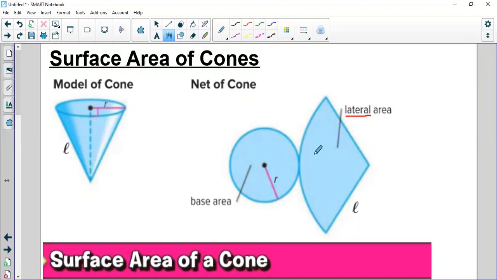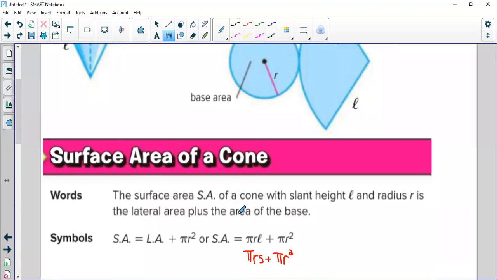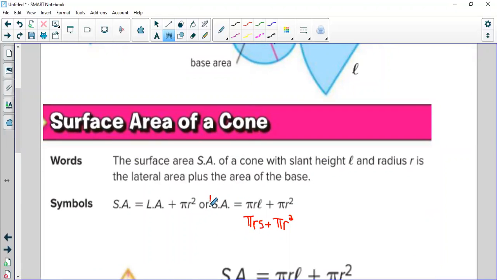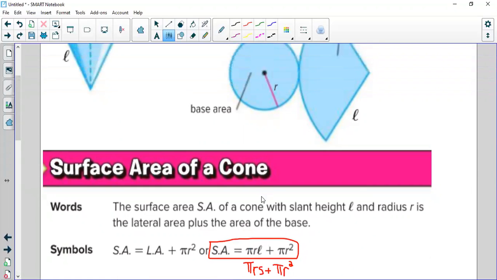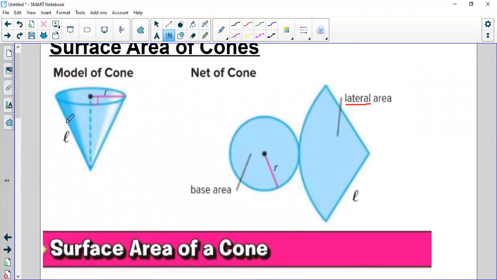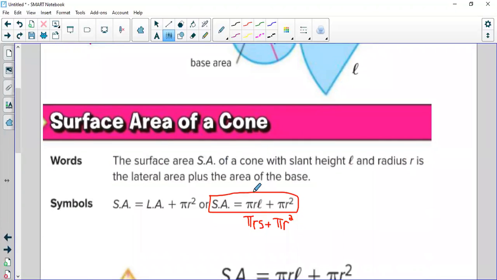We'll add them together. So if you remember, a cylinder had two pi r squareds because it had two circles. Well, a cone only has one. So here's our formula for a cone. I prefer this formula right here. Surface area, SA, is equal to pi times radius times L, which is the slanted height, the height on the outside edge of the cone from the point down to the side, the slanted height. Notice it kind of goes diagonally here. So the lateral area is pi times radius times the slanted height.